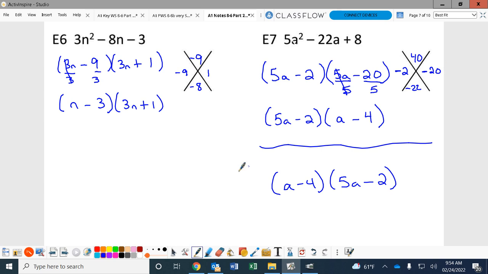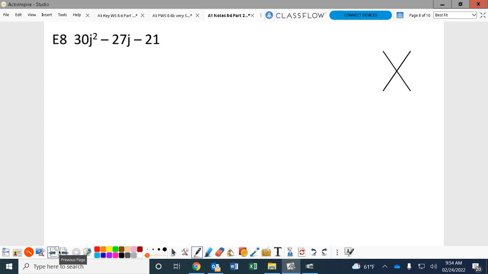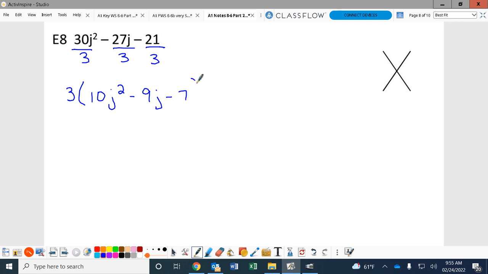Okay, guys, here we go. Last one. Guys, GCF, what is it? 3 will go into all these. Guys, if you don't take out the GCF at the beginning, none of this works. Let me say that again. If you do not take the GCF out at the beginning, if it has one, this process doesn't work without doing that. So we take that 3 out. That's going to leave us 10j squared minus 9j minus 7 when you divide those numbers all by 3.